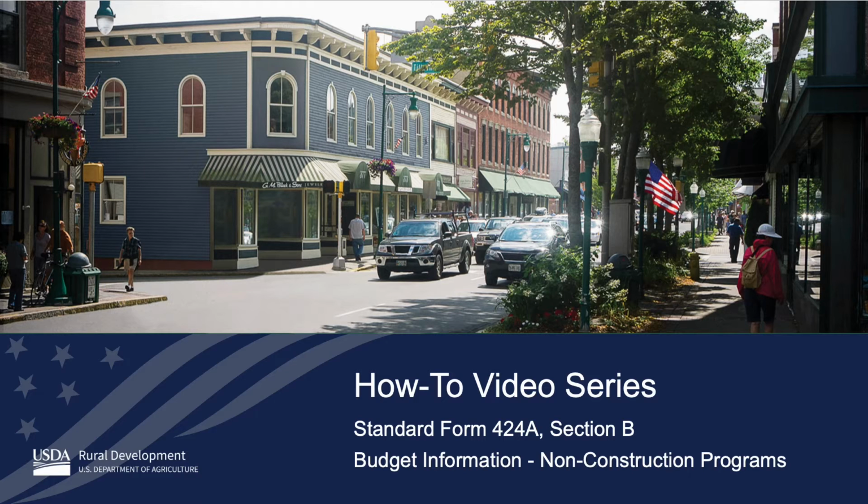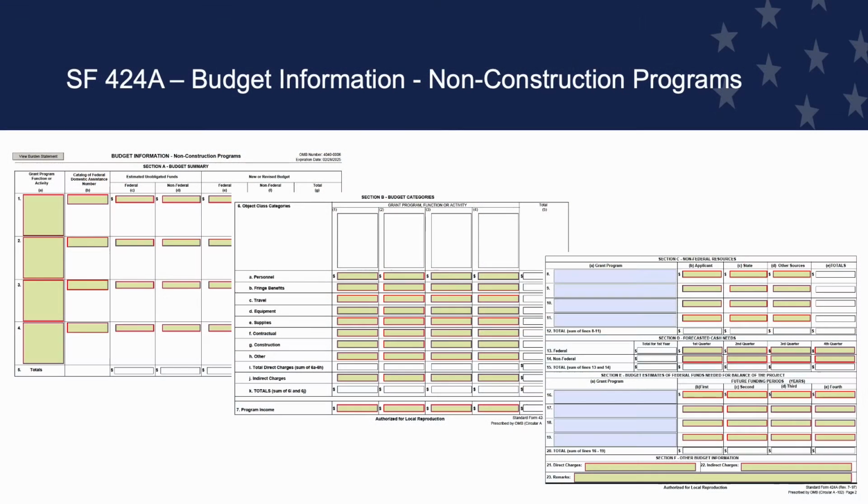In this video, we will provide step-by-step instructions for completing each field of Standard Form 424A, Budget Information, Non-Construction Programs, Section B, Budget Categories. This is Standard Form 424A, Budget Information, Non-Construction Programs. It is used as the primary budget information form to request funding for most USDA rural development programs.